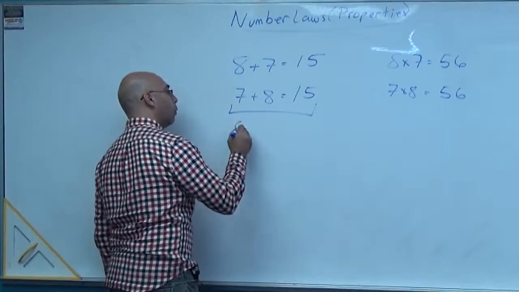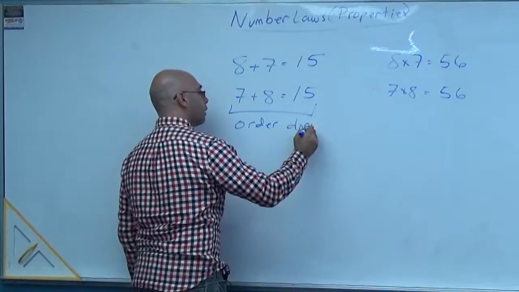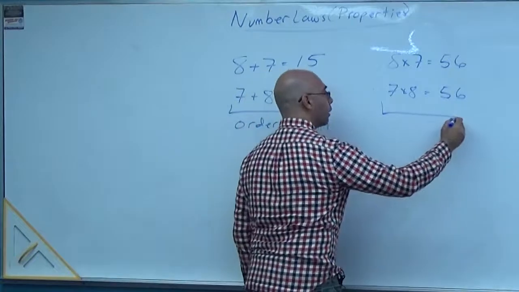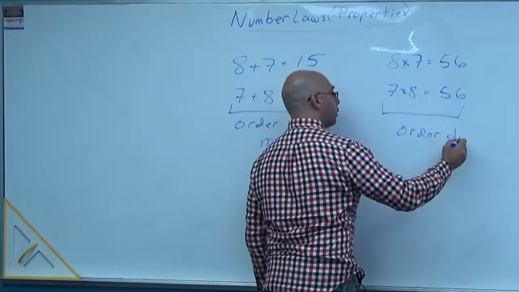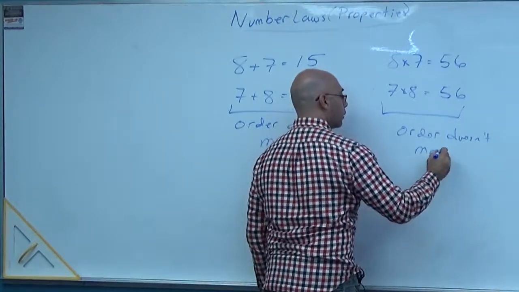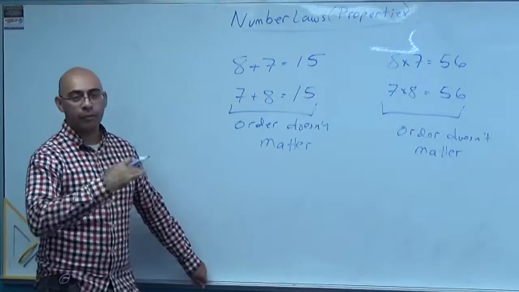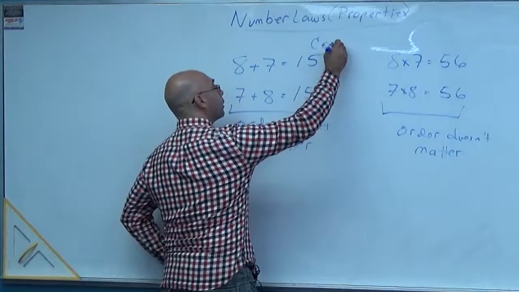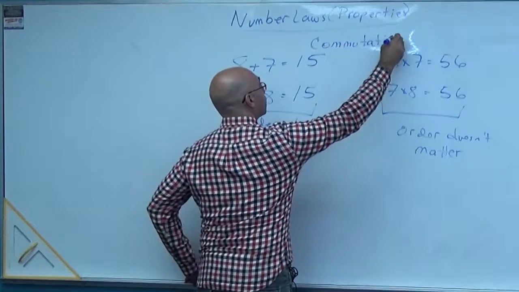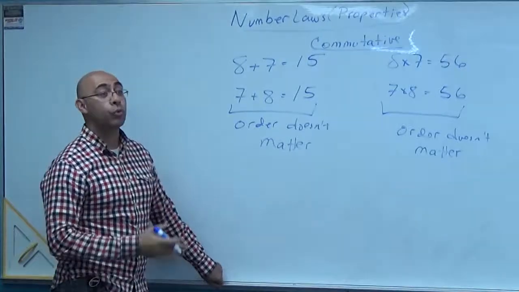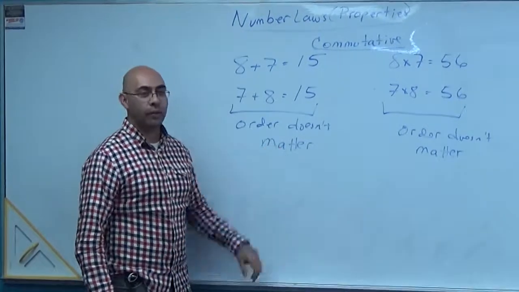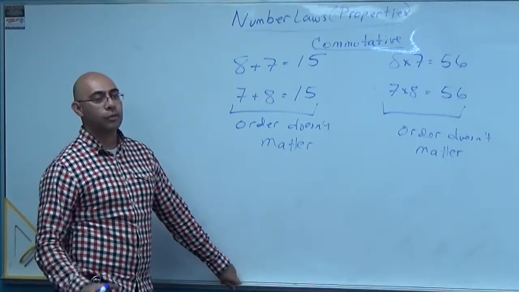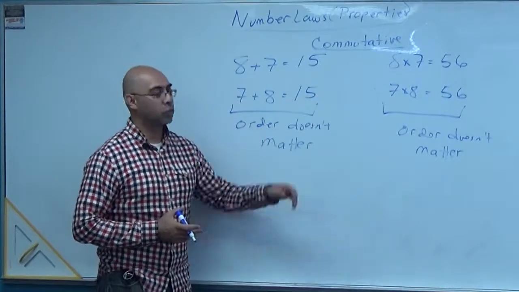So right here, order doesn't matter. Same thing here. Order doesn't matter. So you can add them left and right or multiply left and right. We call that the commutative property. That's exactly why it's called commuting, because you are moving. You can move these numbers around, and you're still going to get the same answer. It doesn't matter if you're multiplying or adding. The thing is, it can only be either a bunch of adding or a bunch of multiplying.